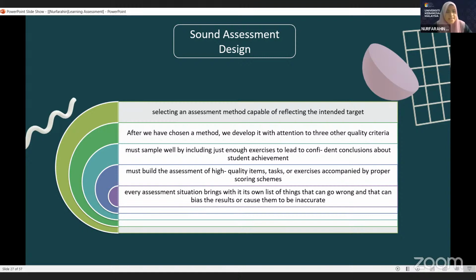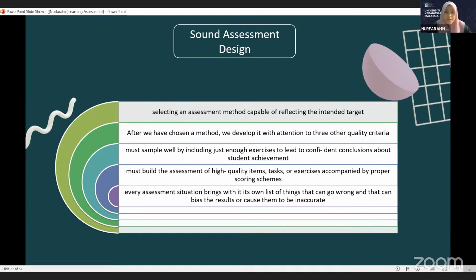So in this third feature, sound assessment design, the teacher is a little bit occupied, because this is the moment where the teachers have to decide on whether to disseminate tasks or have exercises and having scoring schemes. This is when the teacher is designing the assessment.